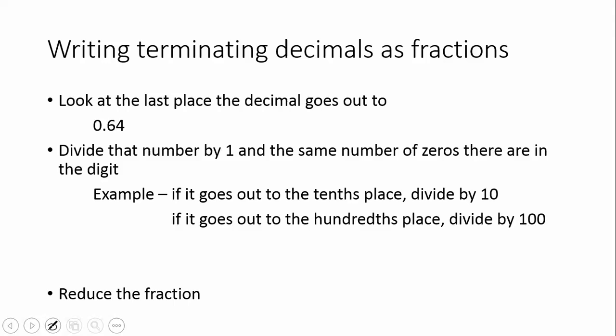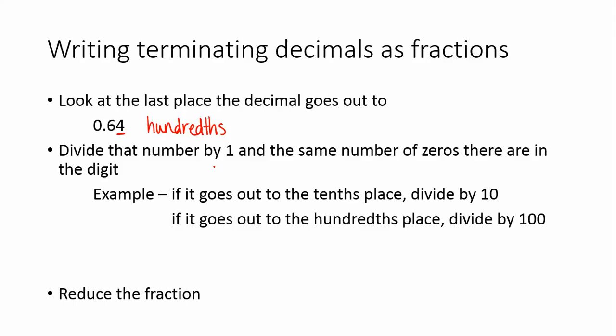So, to write terminating decimals as fractions, we're going to look at the last place the decimal goes out to. So in this example, we have 0.64. Notice it goes out to the hundredths place. If you know your decimal places, this will be really easy. Then what we want to do is take that number, 64, and divide it by 1 and the same number of zeros that are in the digit.